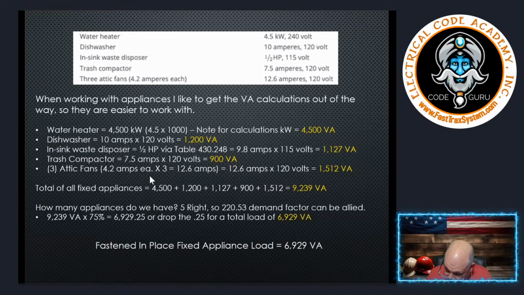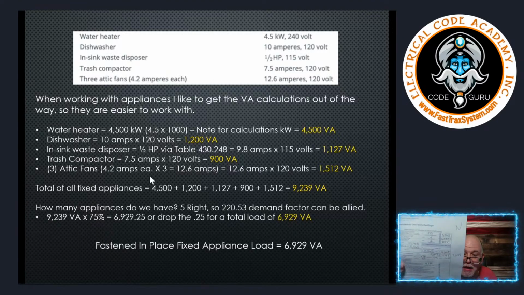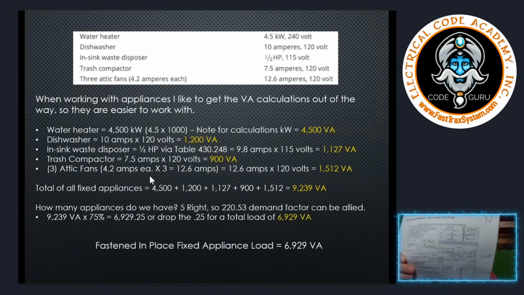Now, in my little form here, I want to make sure I fill all these out. So I'm going to do 4,500. For the compactor, I'm going to put 900. For the dishwasher, I'm going to put 1,200. You should be doing the same thing if you're using the form. For the disposer, I'm going to be putting 1,127. And so the total, again, was 9,239. So this is exactly how you would fill it out on your form. I know you can't see it, but that's how we fill all that out.